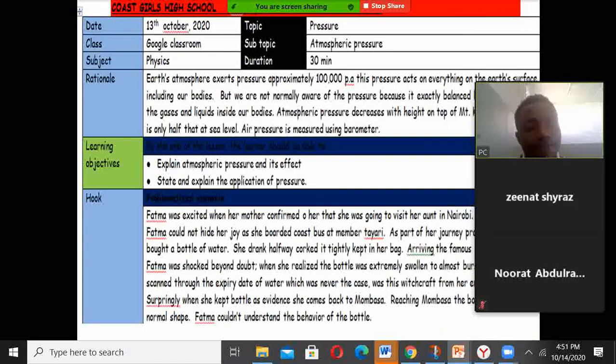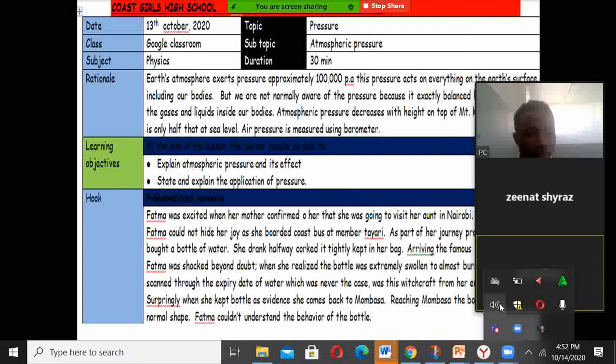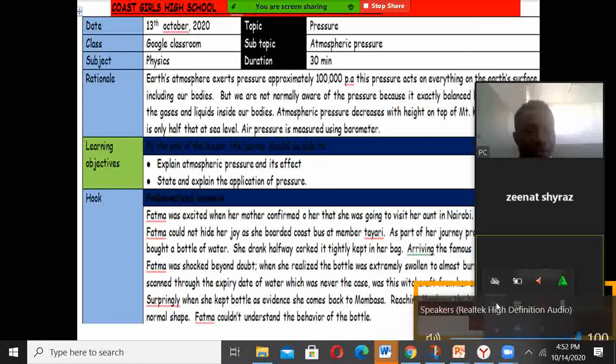As atmosphere exerts pressure approximately 100,000 Pa, this pressure acts on everything on the Earth's surface, including our bodies. But we are not normally aware of the pressure because it's exactly balanced by the pressure of the gases and liquid inside our bodies. Atmospheric pressure decreases with height. On top of Mount Kenya, the pressure is only half that at sea level. Air pressure is measured using a barometer. Very good. Clap for her.